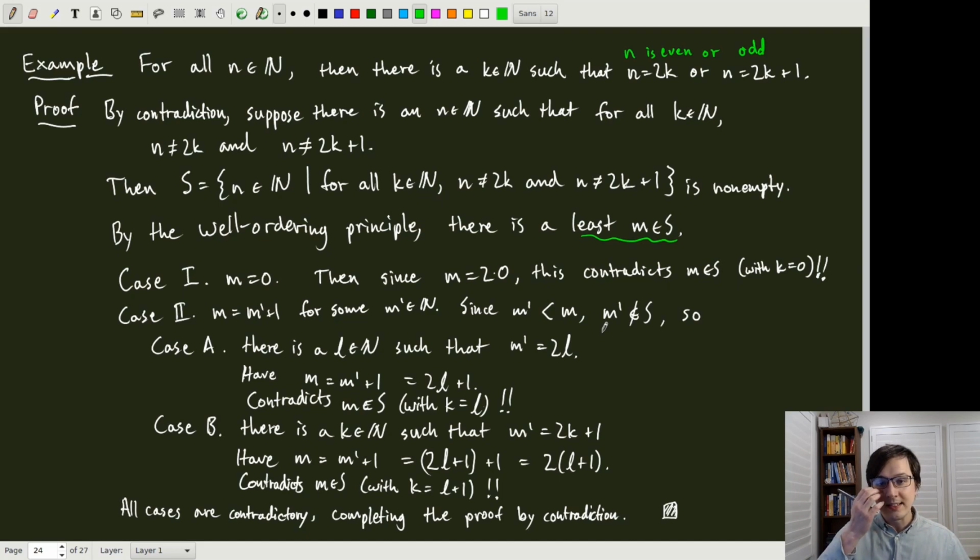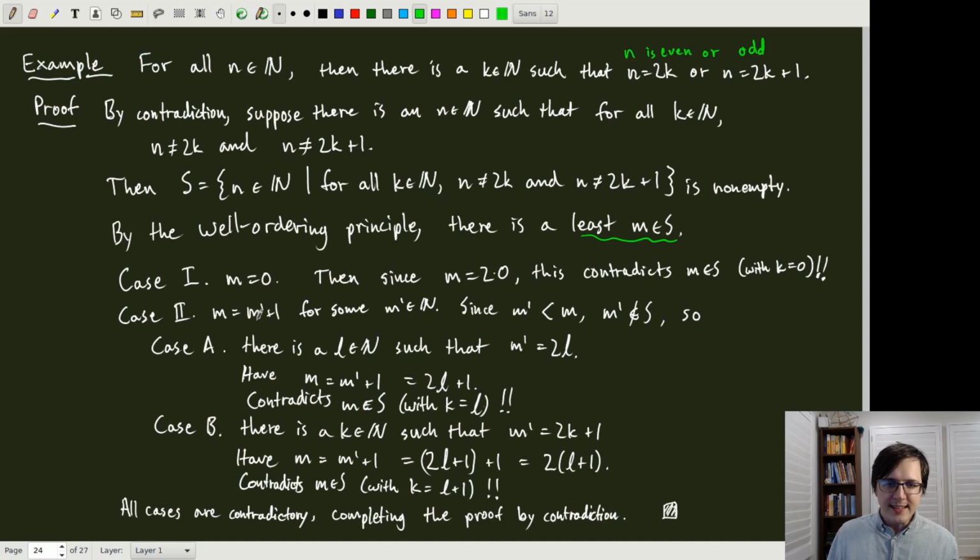Then we consider two different cases, and one of the cases has two subcases. Case 1 is that this least element is 0. Well, that can't be because it's clearly even. It's just 2 times 0. So it contradicts M being in S, because if we plug 0 in for k, then the first thing is false. Case 2 is M being the successor of some number. So the cases are 0 or successor.